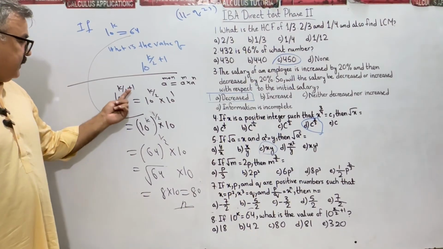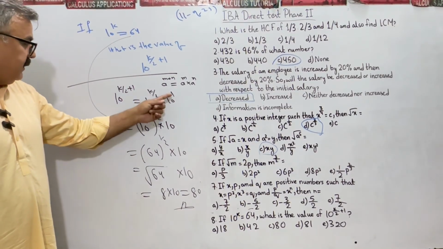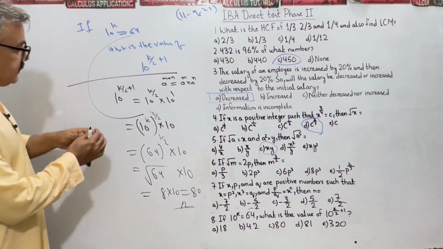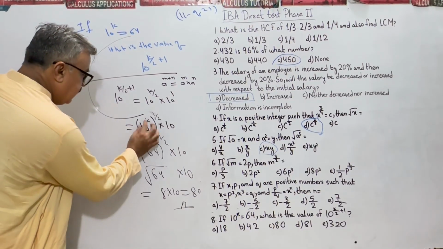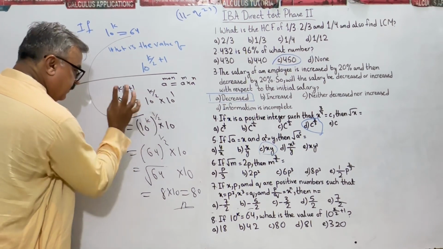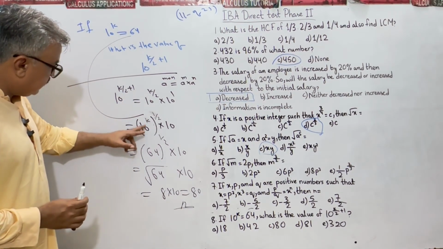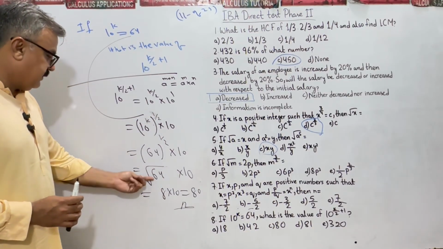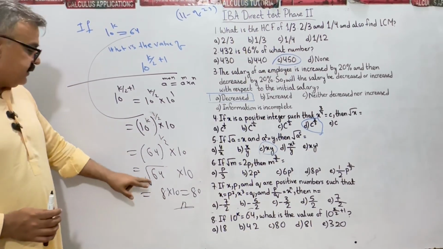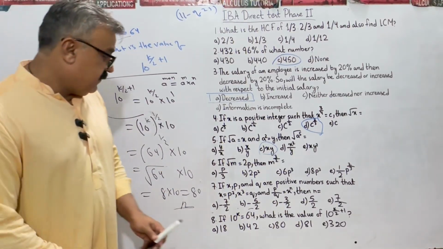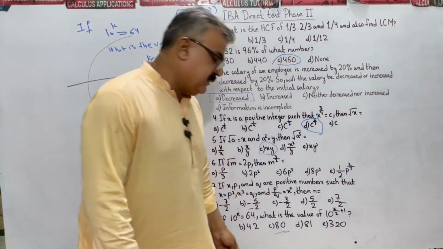10 raised k plus 1 can be written as 10 raised k over 2 plus 1. We are given the value of 10 raised k, so just substitute it. 10 raised k over 2 can be written as 10 raised k, overall 1 over 2. We have the value of 10 raised k, that is 64. 1 over 2 means under root 64, a perfect square quantity. The square root of 64 is 8. 8 times 10 is 80. So our final answer is 80 in that case.